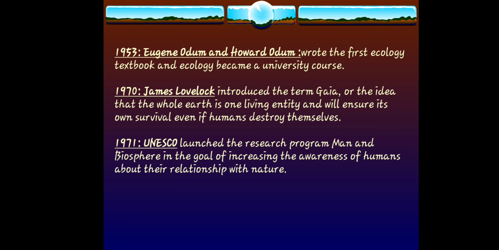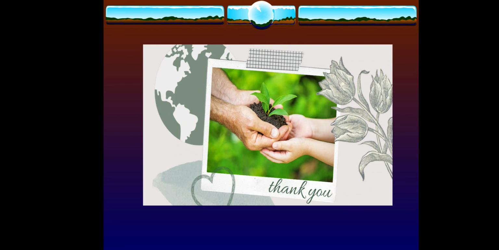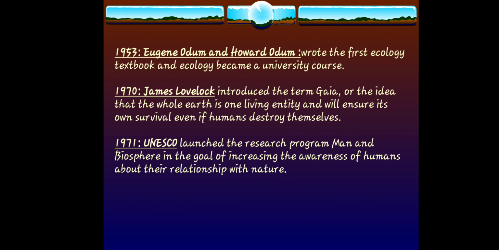So in 1971, the organization UNESCO launched the research program Man and Biosphere with the goal of increasing the awareness of humans about their relationship with nature. And that's it. That explains the persons behind the field of ecology. So that was the end of the principles of ecology. By knowing this, we can understand the world and the environment itself, and who those first persons were who gave the principles of the field of ecology.